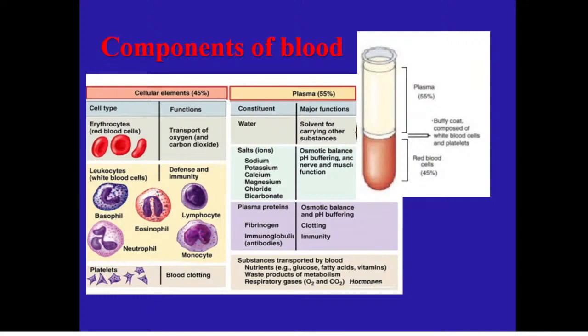And of course, in the plasma, there are specific concentrations of nutrients transported by blood, like glucose, fatty acids, vitamins, amino acids, and products of metabolism like urea, ammonia, uric acid. Hormones are also present. Part of them are proteins, part of them are oligopeptides or derivatives of amino acids, part of them are steroids and are transported with the help of specific proteins.